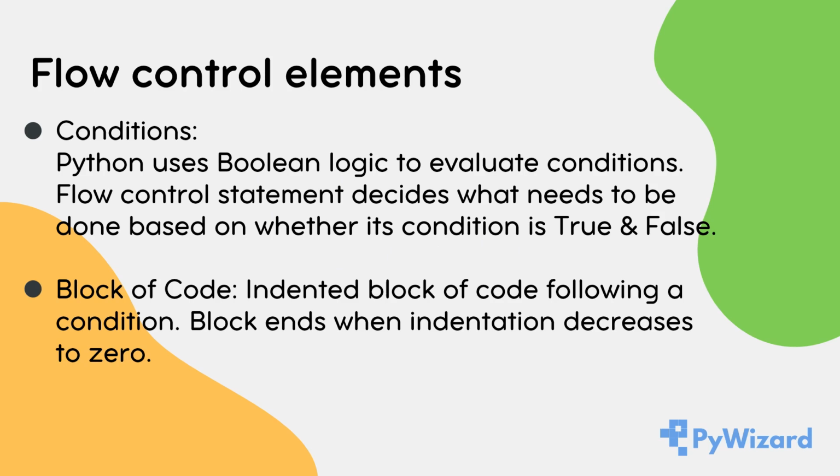Now there is something called a block of code. It is the indented block of code following a condition. For example, an if condition, an else condition, or an else if condition will have an indented block of code following it. The block ends when the indentation decreases to 0, that is when we do not have any more indents in the code.